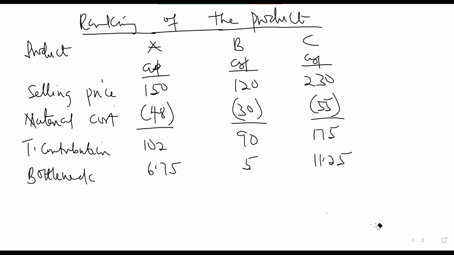So let's now look at this. If you are getting 102 per unit and you are using 6.75 hours to produce 1 unit, what will be the value per hour? 102 divided by 6.75. I'm getting 15.11. Is that correct? Yes. Okay. Would this be 18? Yes. Okay. So contribution per the bottleneck.